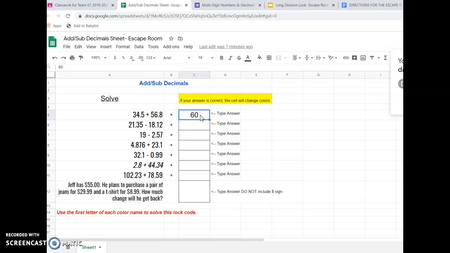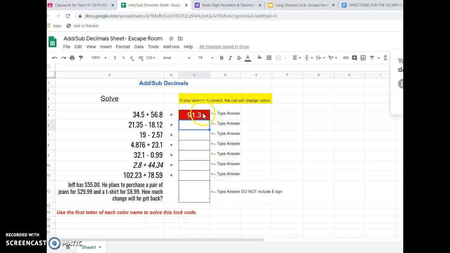34.5 plus 56.8. I think we're going to get, let's try 91.3. Since that cell changed, that means my answer was correct. So you're going to solve all of these problems, and again, with correct answers, the box would change a color, and then it says use the first letter of each color name to solve this lot code.